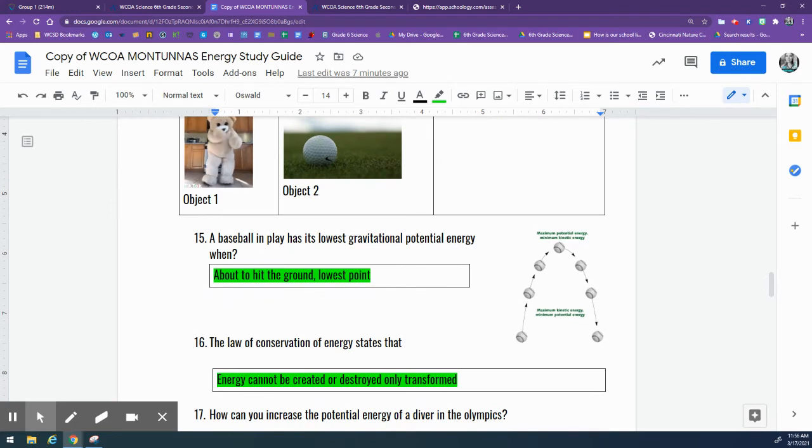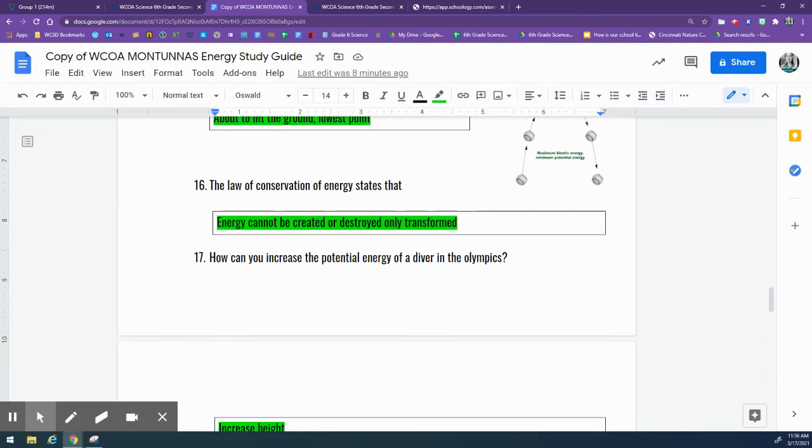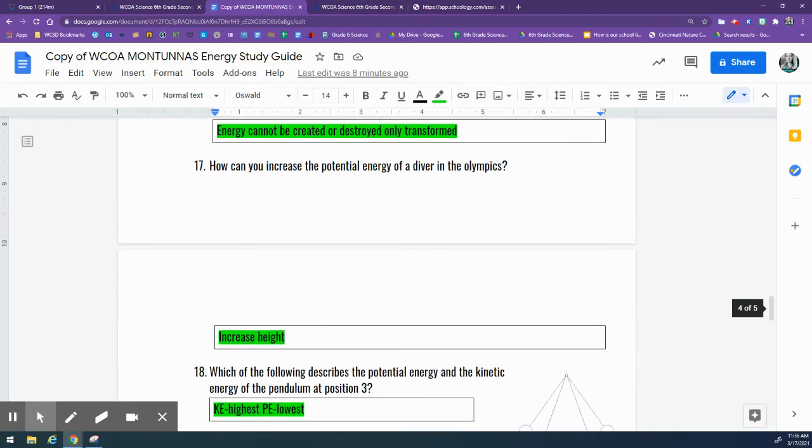A baseball in play has the lowest gravitational potential energy when? That's when it's about to hit the ground or at its lowest point. The law of conservation of energy states that energy cannot be created or destroyed, only transformed. How can you increase the potential energy of a diver in the Olympics? You can increase the height. Again, the higher up you go, the more potential energy you will have.